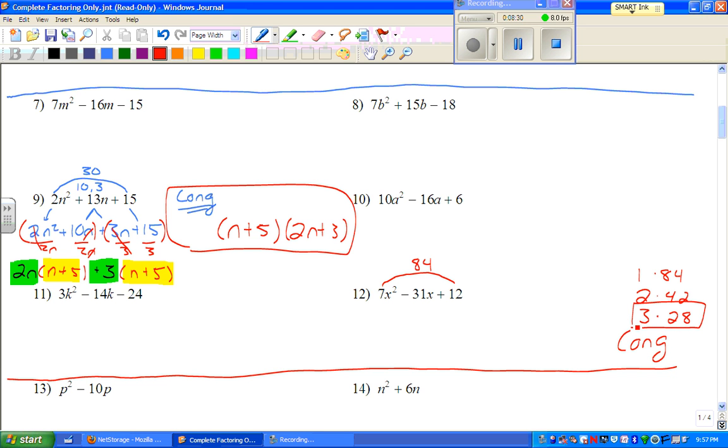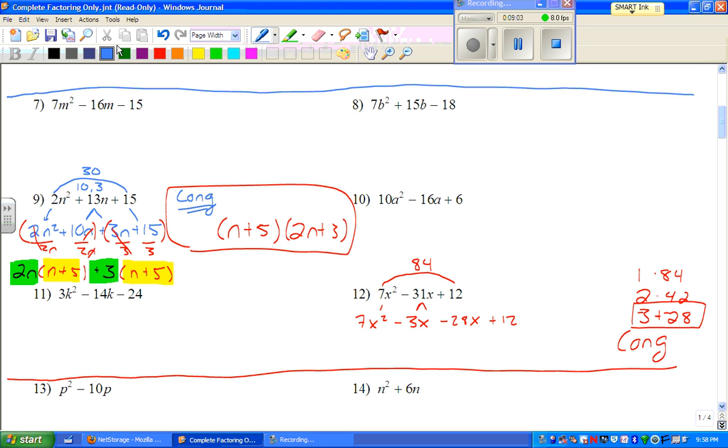Absolutely. So, to get negative 31, that means that 3 and 28 have to both be negative. If you multiply these, will you get 84? Yes. If you combine these by adding them, will you get negative 31? Yes. So these are my two terms. I'm going to split the middle term with these two. So the 7x squared drops, and the minus 31x gets broken up into minus 3x and minus 28x. And then that plus 12 drops.